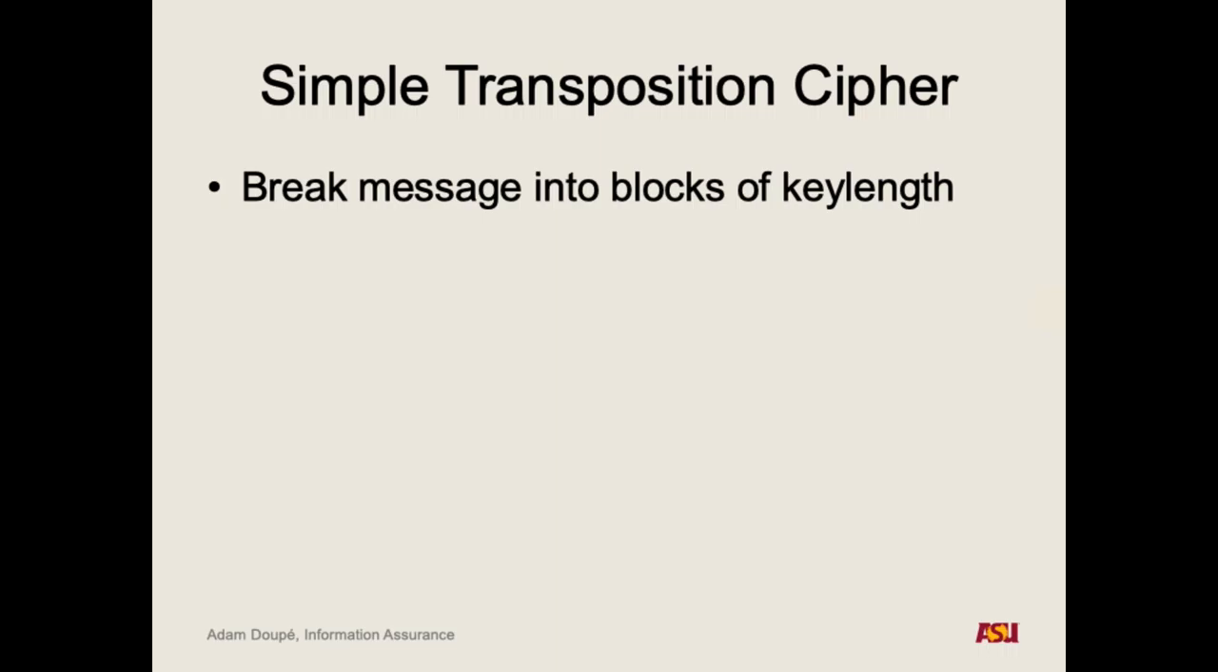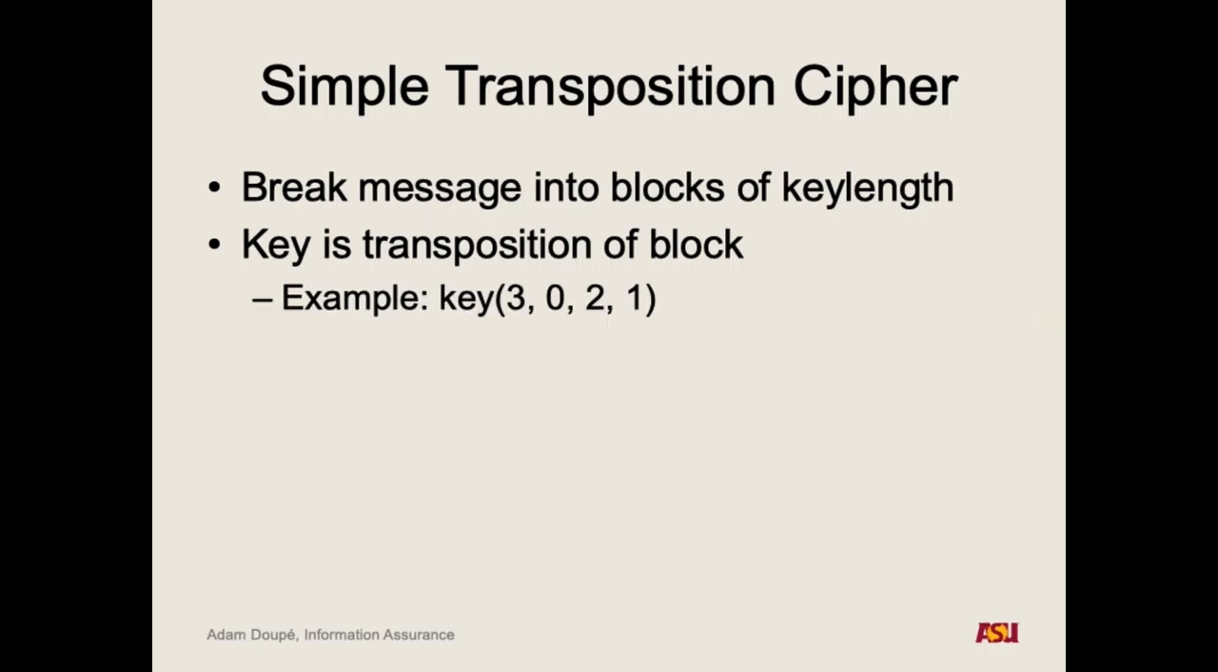A transposition cipher says break the message into blocks of some key length. So what was the key length we saw in the Vigenère cipher? Not the actual value. What did that mean? The repetition, right? How long the key is, which means how long you need to repeat that key in order to understand the shifts for every letter in your plaintext. So here we break the message into blocks of key length, and we move the letters in each block around. For example, the key here is 3021, so the key length is what? 4. So we're going to break our ciphertext up into blocks of 4.